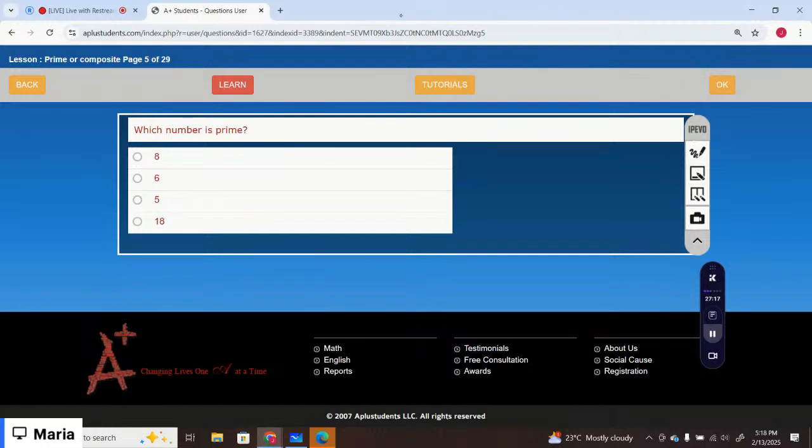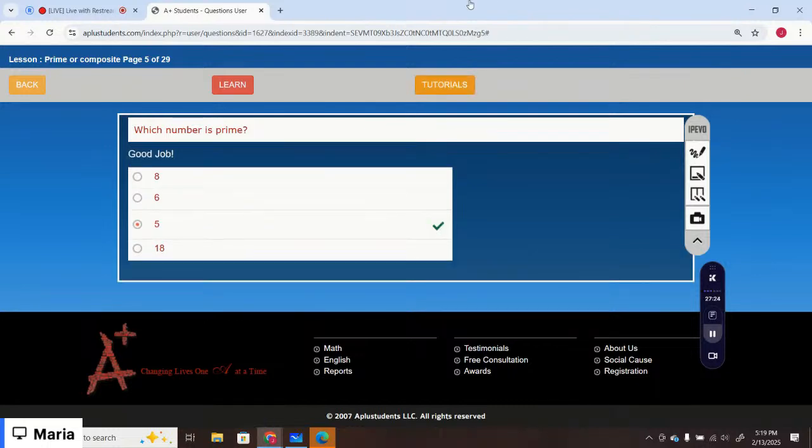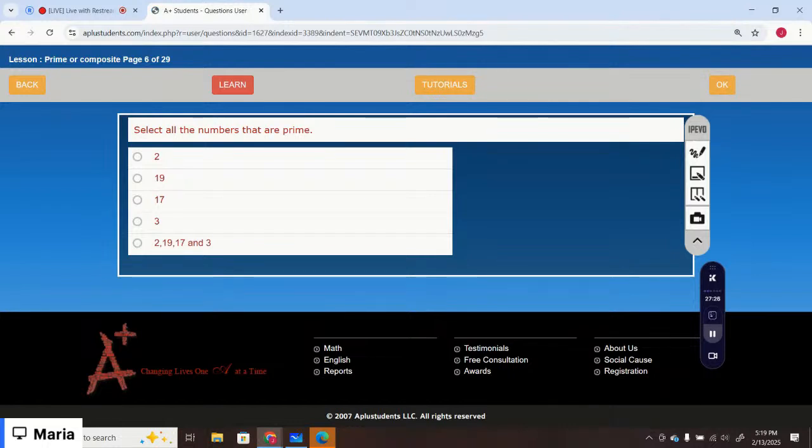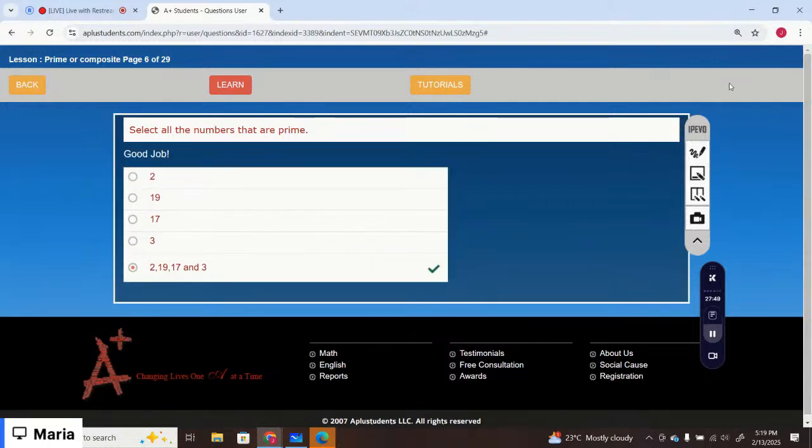The prime number is 5, the only prime number. The correct option is 5. Select all the numbers that are prime. They all are prime numbers: 2, 19, 17, and 3.